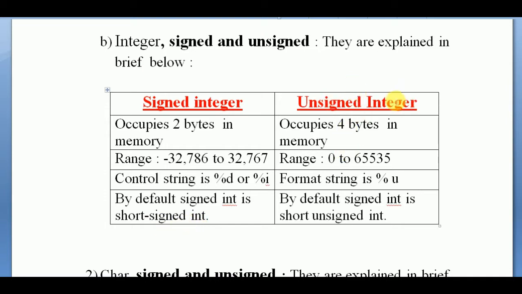Next comes the unsigned integer. So unsigned integer occupies 4 bytes in memory. Next comes the range of unsigned integer. So the range of unsigned integer is 0 to 65,535. Then the format string of unsigned integer is %u. Now look at this point. By default, unsigned integer is short unsigned int. So dear friends, look at both these comparisons. So by default, signed integer is short signed int and unsigned integer is by default short unsigned int.